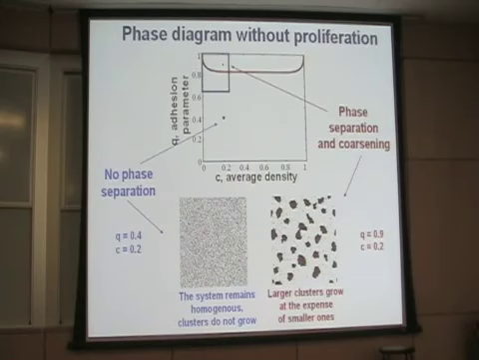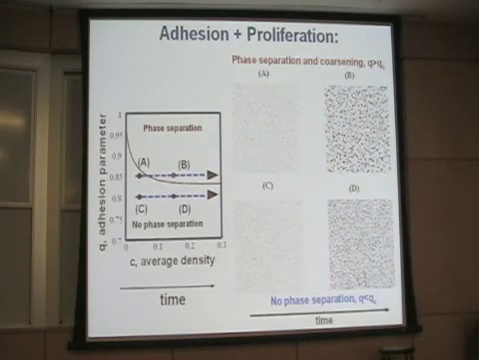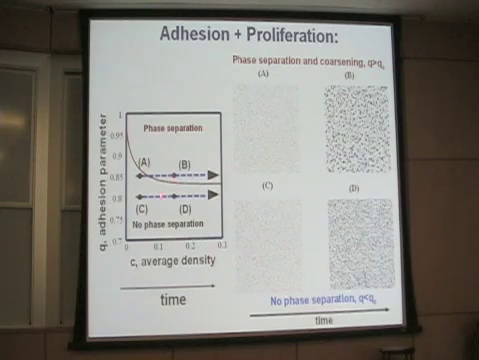However, of course, there is proliferation. Proliferation is not 0, so let us turn on proliferation. If we turn on proliferation, the average density of cells increases. If the average density increases, depending on your adhesion parameter, you can either enter the unstable region or remain outside. If you enter the unstable region, you get clusters. If you remain outside, the system is homogeneous.